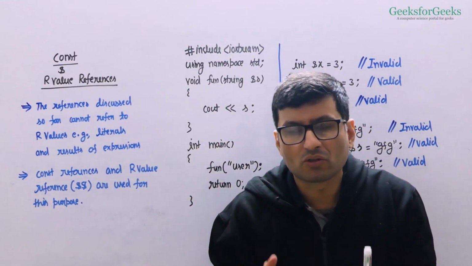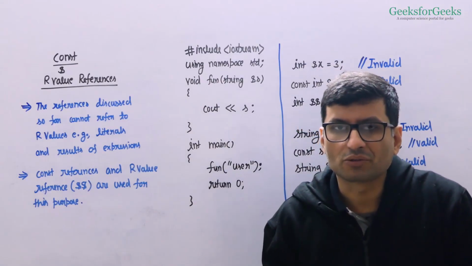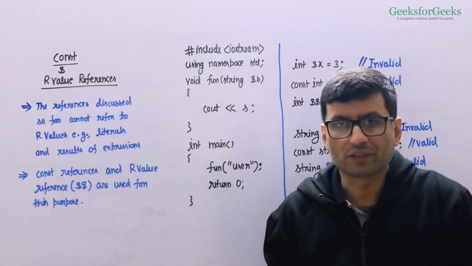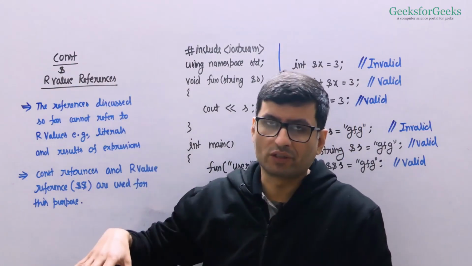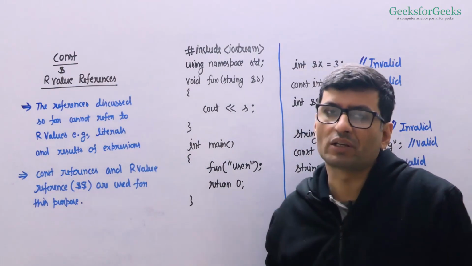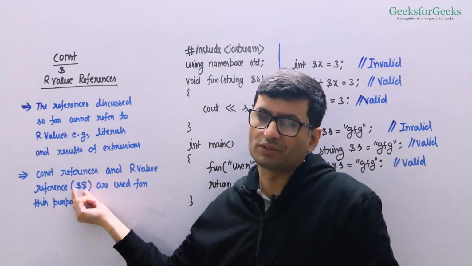Let's now talk about const and R value references. The references that we have discussed so far were L value references, and the const reference that we are going to discuss is a const L value reference. There is R value reference also in C++, which is created using double ampersand.